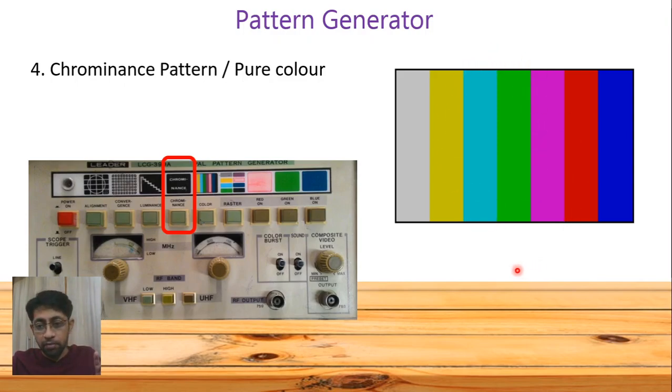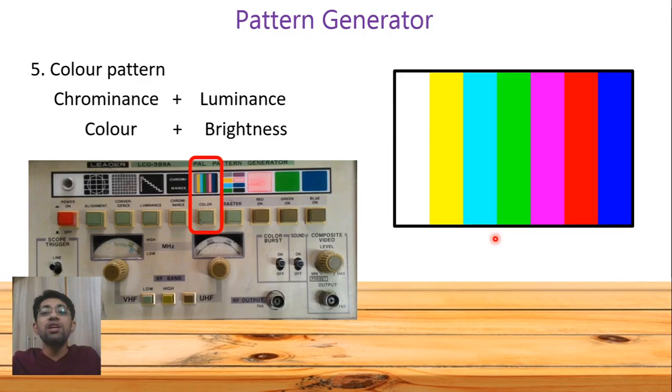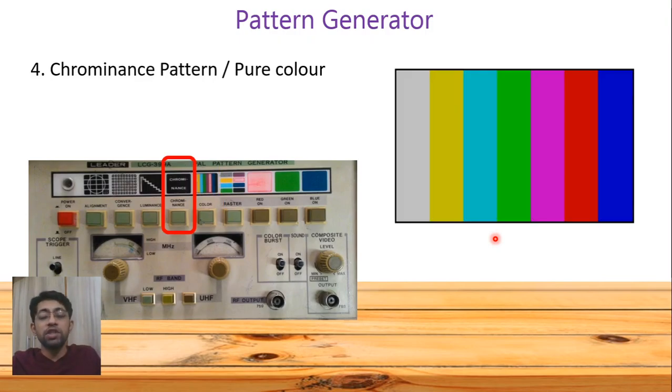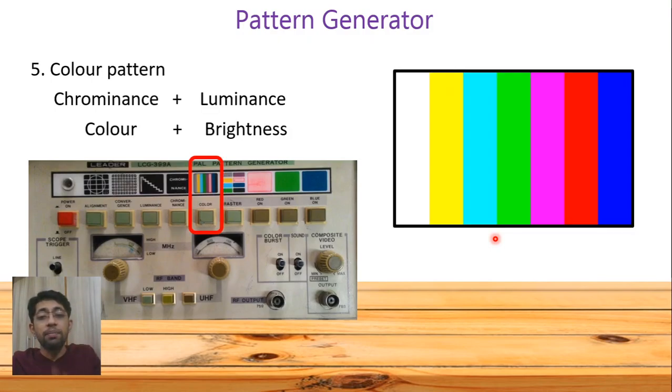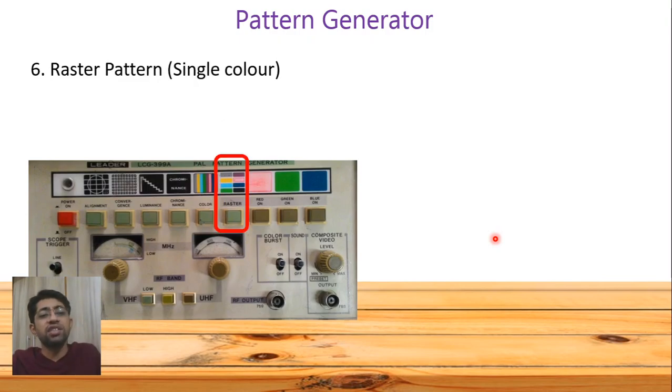If I change it, I will show you. You just observe over here. Look, this one is pure color. If we add brightness, then this is the color plus brightness. If I change it quickly, you can see absence of brightness, presence of brightness, pure color, color plus brightness. So to check the overall performance of the chrominance section and luminance section, you can apply these color patterns. Now let us move to the last one, which is the raster pattern.